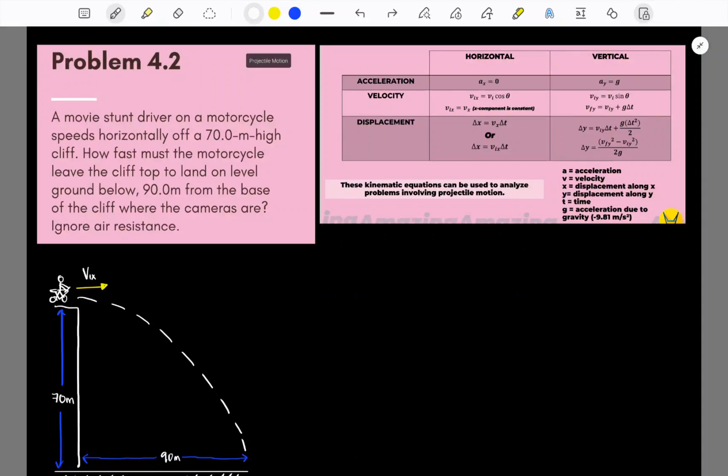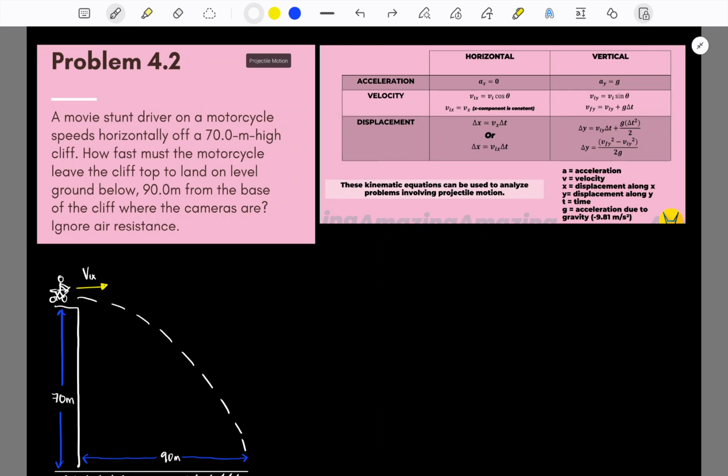Good day, class. In this lecture video, I will be discussing projectiles launched horizontally. This is the second type of projectiles. The first one we discussed in class was about a projectile launched at an angle. This is the second type.